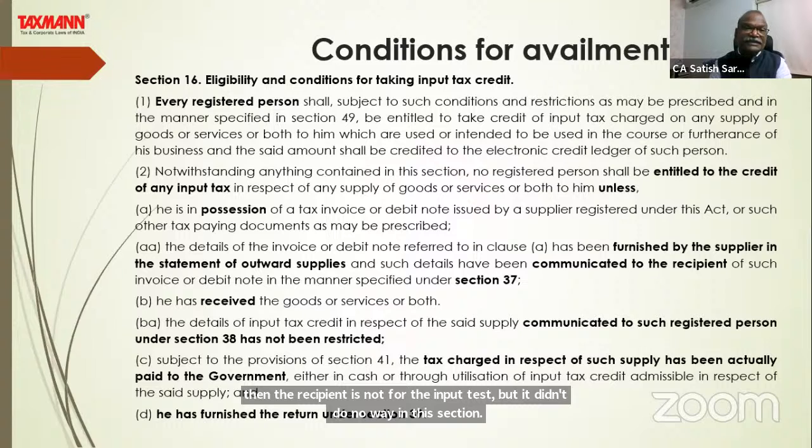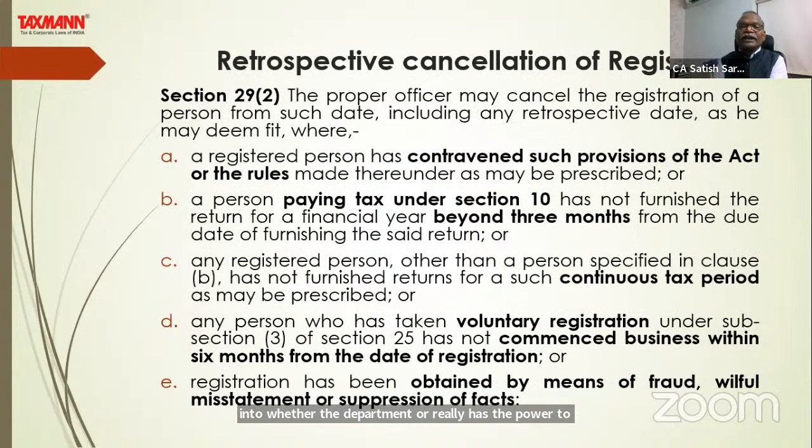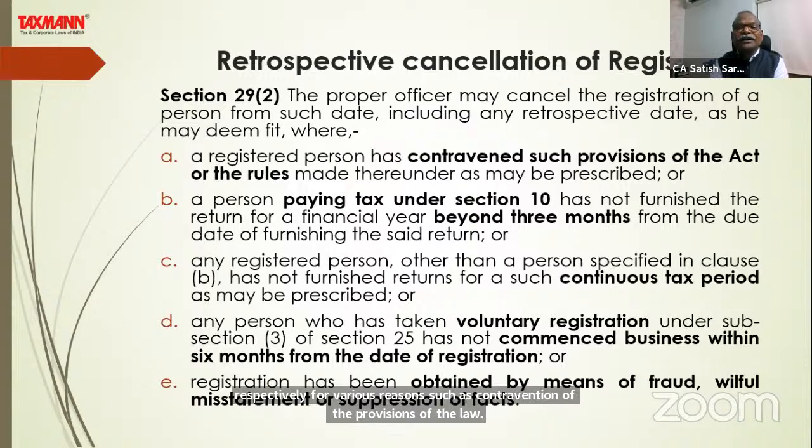Maybe for whatever reasons, the government has cancelled the registrations of the suppliers, and the department is objecting to the input from those suppliers. To answer this, we need to go into whether the department really has the power to cancel the registration retrospectively. For that, we need to go into section 29, subsection 2 of the CGST Act. This section empowers the proper officers to cancel the registration retrospectively for various reasons, such as contravention of the provisions of the law and paying tax under Section 10.